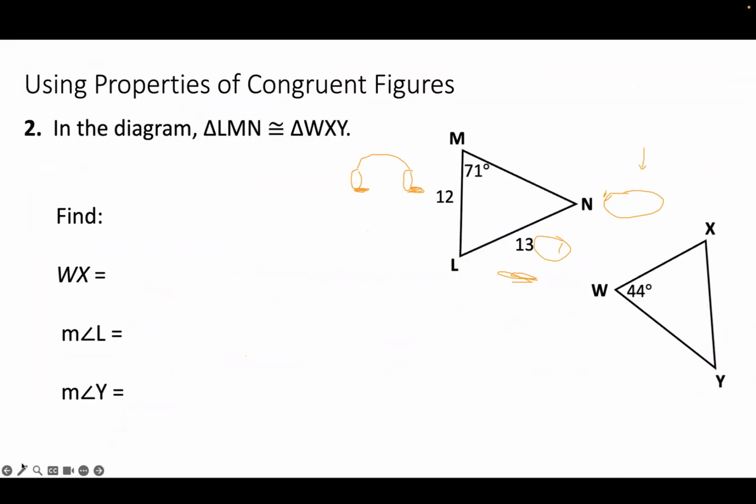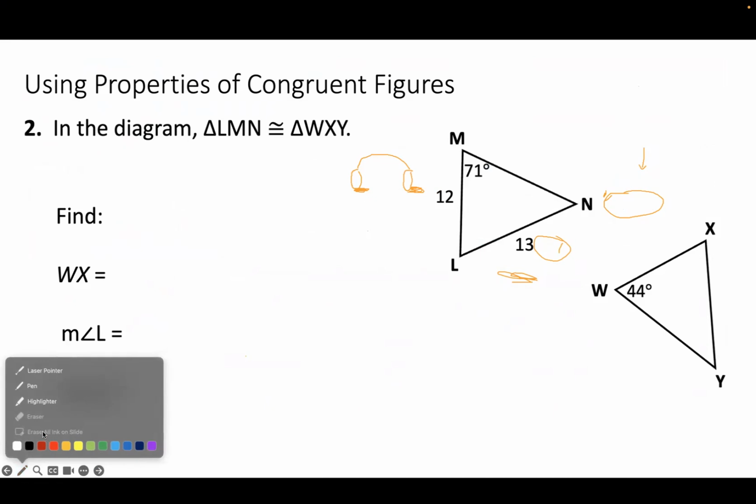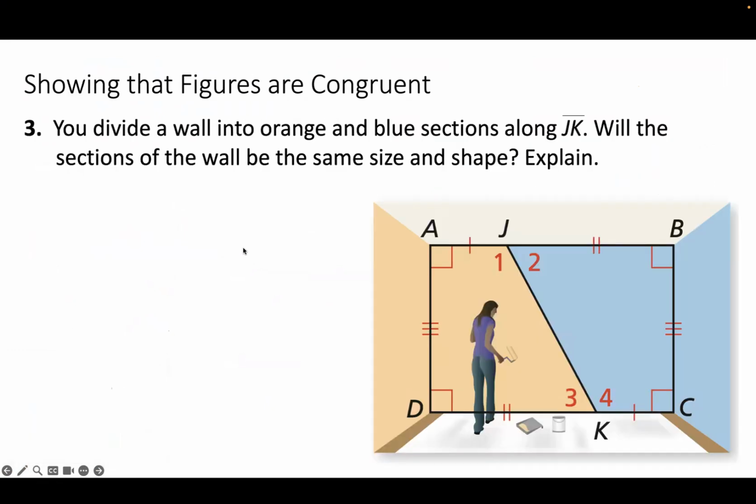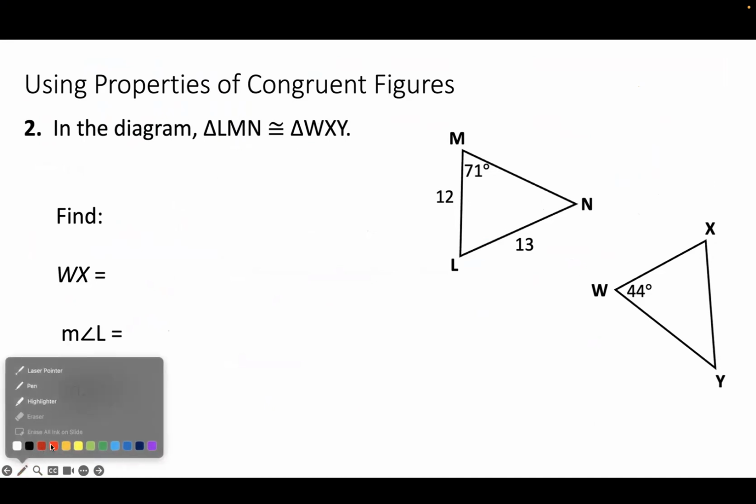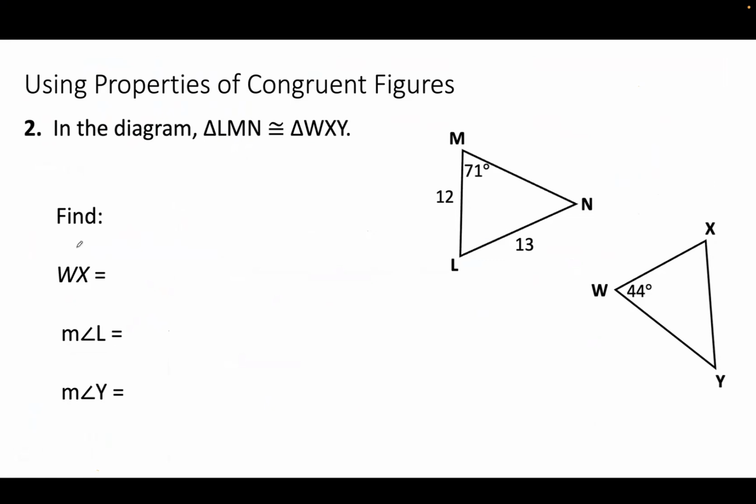Okay, let's look at another example here. Let me get rid of my markings. All right, so in the diagram, it tells me LMN is congruent to WXY. So once again, they're not in the same orientation, so the congruent statement is going to be important. So the first thing it tells me is to find WX. So if I look at my congruent statement, WX is the first and the second letter. So that side is congruent to LM.